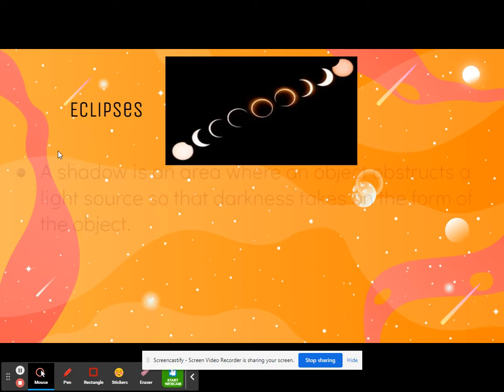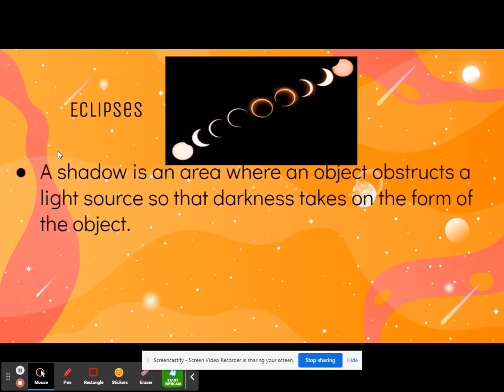Okay? Eclipses. If you don't know what a shadow is, then you have to go know what a shadow is before you can know what an eclipse is. And a shadow is an area where an object obstructs a light source so that the darkness takes on the form of the object. Remember, we talked about playing shadow games with your hands, and you'd make different shapes with your hands with a light source here. And then you'd make a shape and it'd show up on the wall. Okay, it's the same thing.